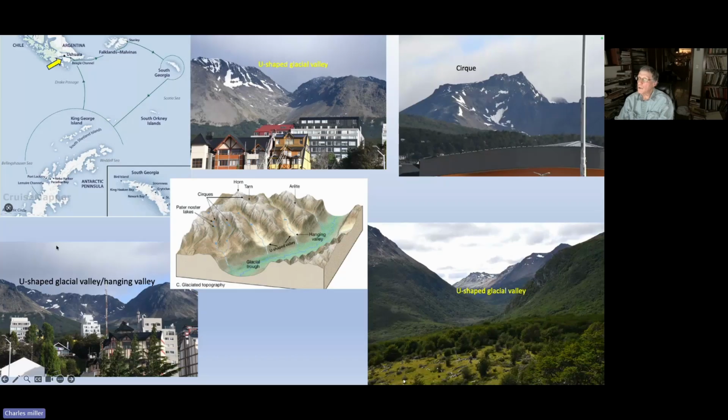So now I'm going to go back to Ushuaia because during the Pleistocene Ice Age, it was completely covered by glaciers. We want to look at some of those. I know it's a review for everybody, but review doesn't hurt anyone, so bear with me. The city is very attractive, about 70,000 people. In the background, you can see a very typical U-shaped glacial valley, a cirque.